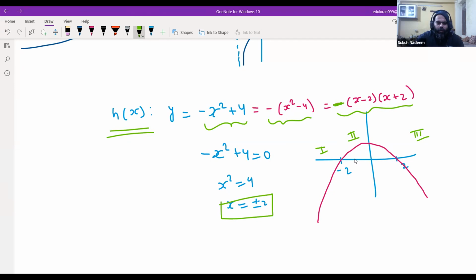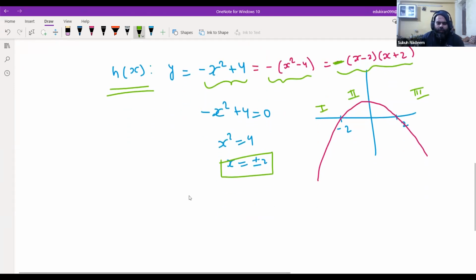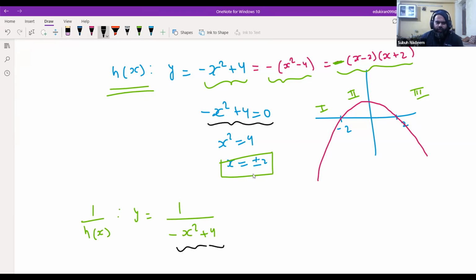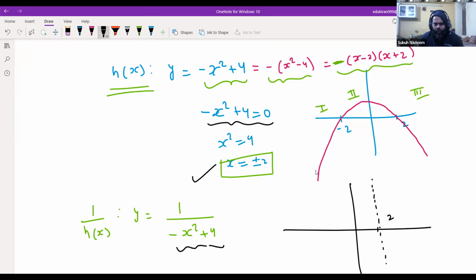Now, if you see the reciprocal function of this, that is 1 by h(x), that is y is equal to 1 by minus x square plus 4. So again, the denominator is 0. This is the denominator, it is 0 at x is equal to plus minus 2. So at x is equal to 2, you have an asymptote, and at x is equal to minus 2, you have another asymptote.